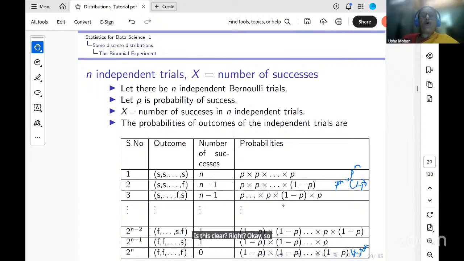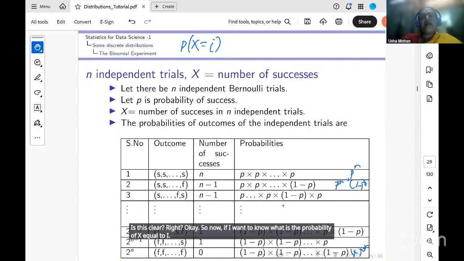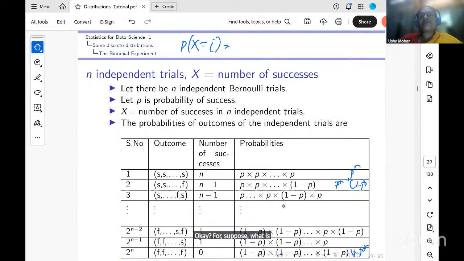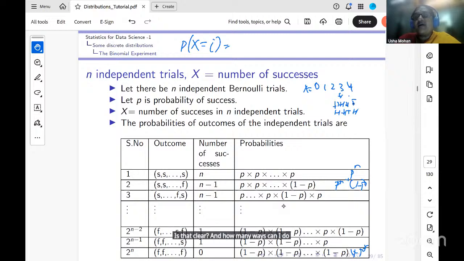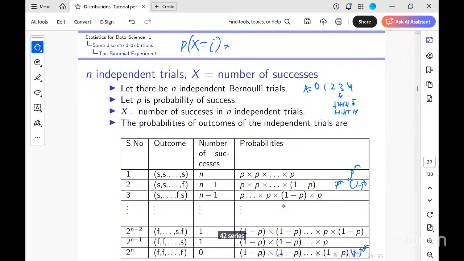So now if I want to know the probability of X equal to i, suppose I'm having 4 trials, so X takes the value 0, 1, 2, 3, 4. I know that X taking the value 4 is all heads. X taking the value 3 could be head, head, head and a tail, or head, head, tail, head. So I need to choose where this tail will occur. Is that clear? And how many ways can I do that? 4 choose places.